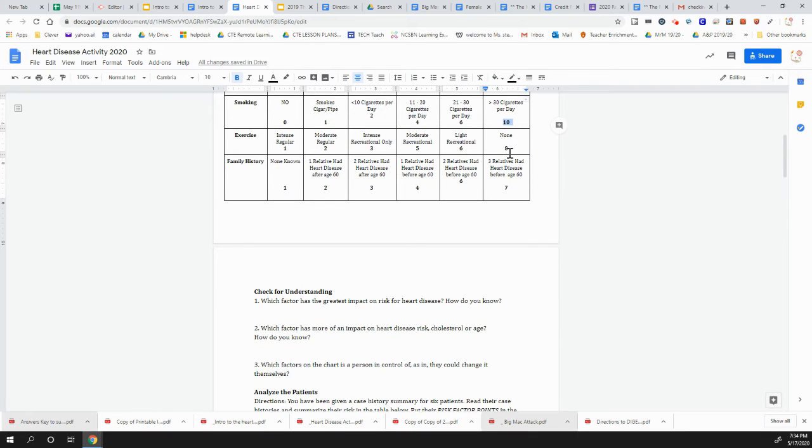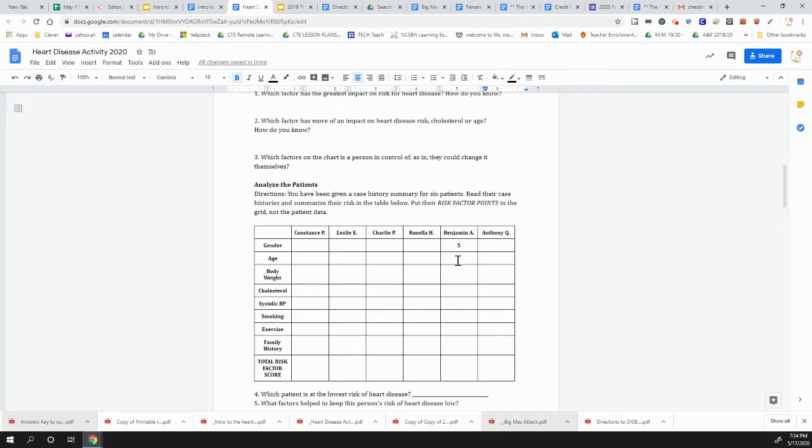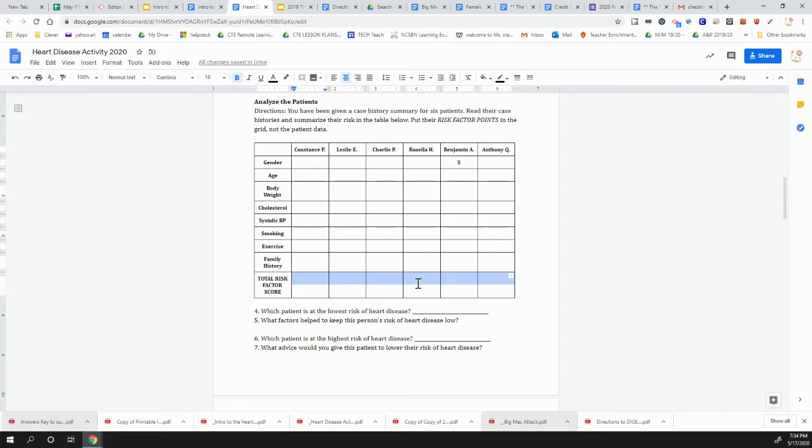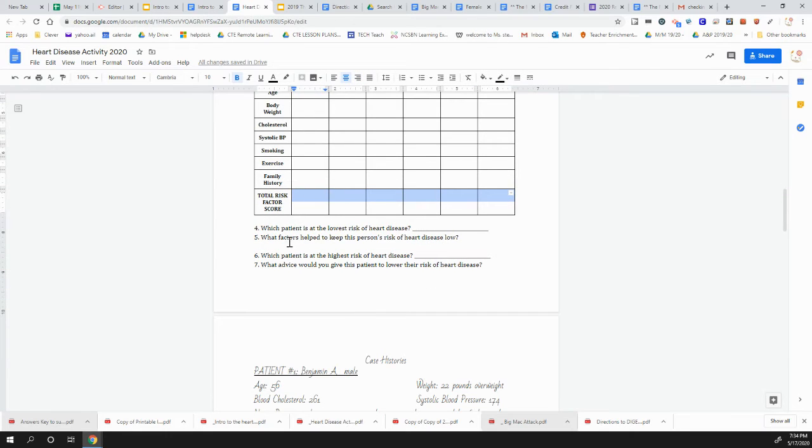Exercise, he's a couch potato, none, so we're going to put 8. So we're going to fill all of that out in these squares for each patient. Then you're going to list your total here. Once you get your total, which patient has the lowest risk factor, that's going to be the patient with the lowest number. What factors help them keep their risk of heart disease low?